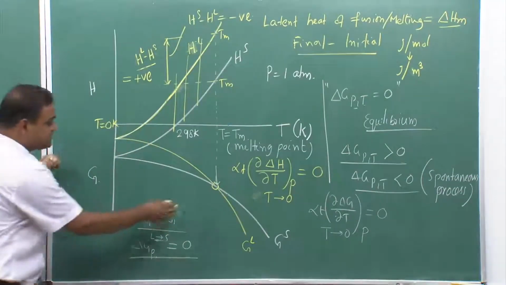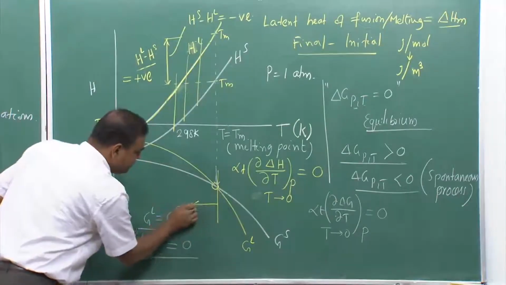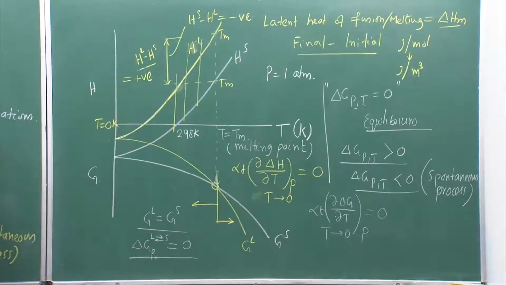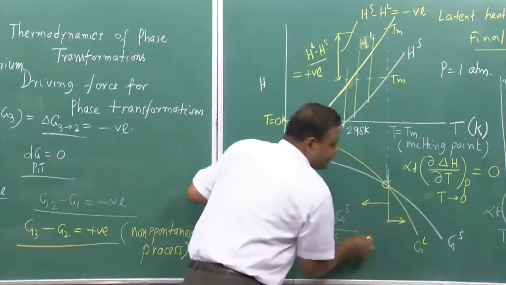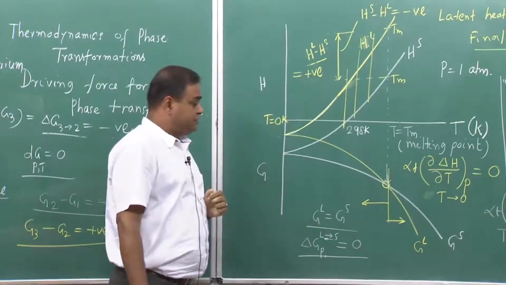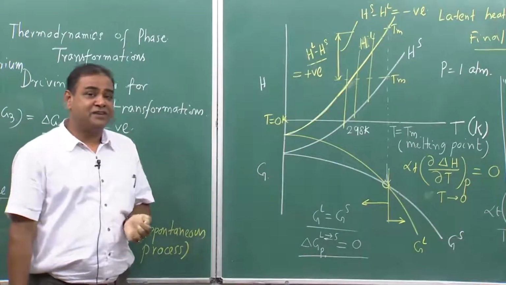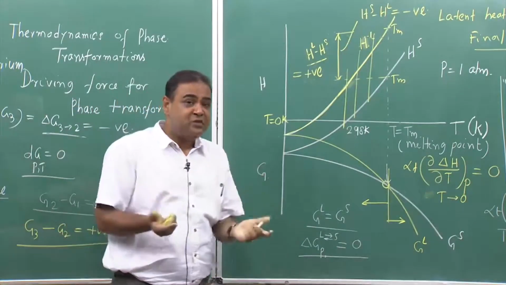If we take this, this is my temperature, if I go this way or if I go this way, what happens? Now, if I go this way, what would be the spontaneous process? And in order to find the spontaneous process, I need to see which way the free energy is reducing.